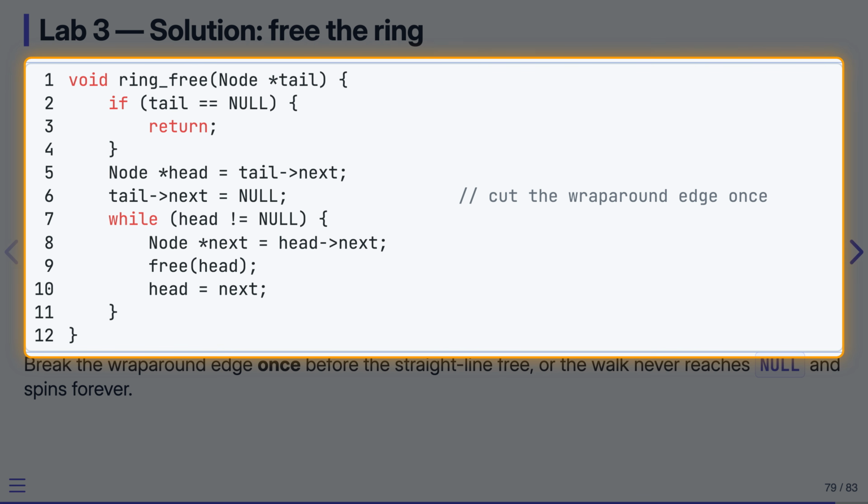Now look at ring free. If tail is null, the ring is empty, so we return. Otherwise, we read head, and then we cut the wraparound edge once by setting tail arrow next to null. After that single cut, the ring is a straight line, so the ordinary walk works. Keep the next pointer in a local variable, free the node, and move on until we reach null. Cut the edge first, or the walk never reaches null and spins forever.